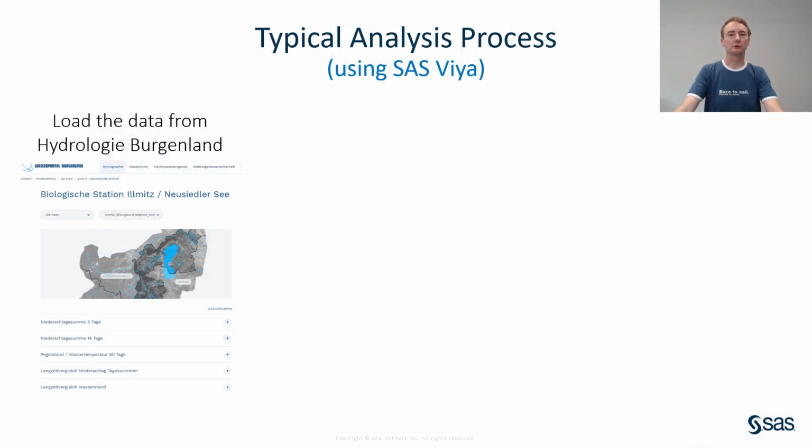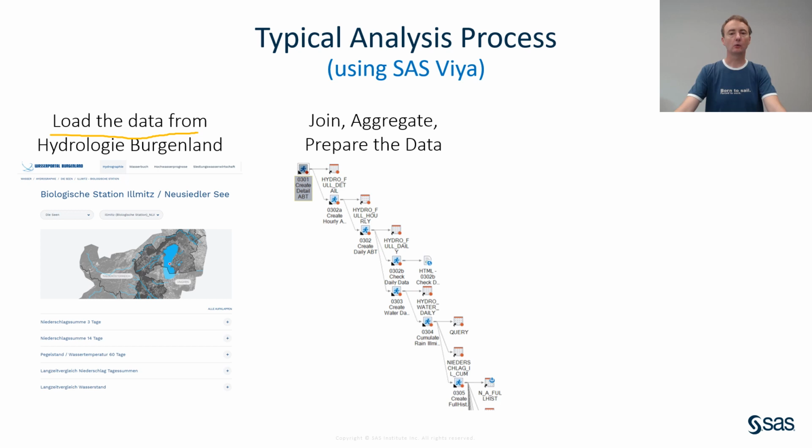Our typical analysis process when we analyze the data is as follows. We load the data from the website of Hydrologie Burgenland. This is a great website which I encourage you to visit, because you can download data for the last 30 days there. You find a lot of graphs and explanations and comparisons over time of the water level, the rain, and also the temperature. And they are also a very good role model for how to publish data and make it available to the public.